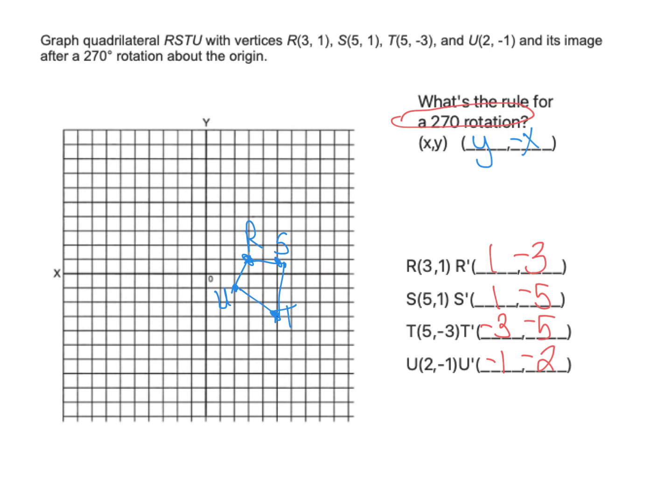So then if we go ahead and graph these, we're going to be at (1, -3). There's going to be R prime. (1, -5), there is S prime. (-3, -5), there is T prime, and then U prime is (-1, -2).